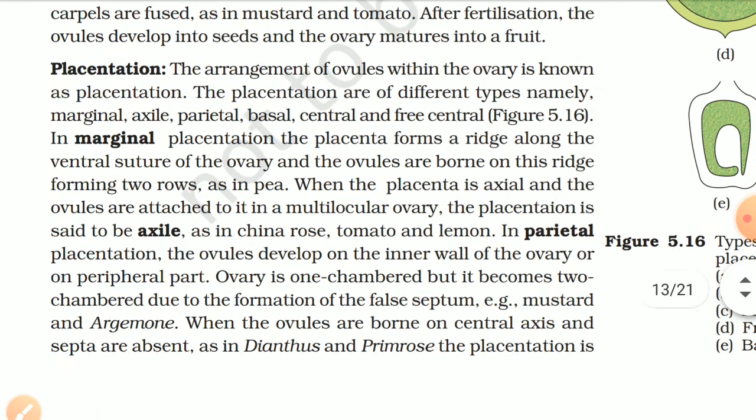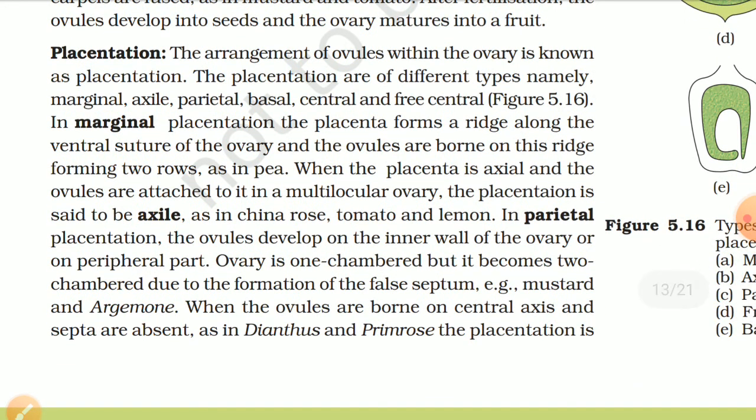Placentation. The arrangement of ovules within the ovary is known as placentation. The placentation are of different types, namely marginal, axial, parietal, basal, central and free central. Figure 5.16. In marginal placentation, the placenta forms a ridge along the ventral suture of the ovary and the ovules are borne on this ridge, forming two rows as in pea.